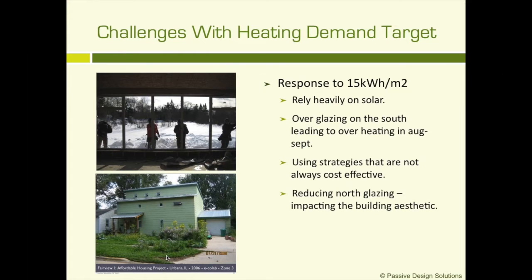And we are also finding we're having to use some strategies that were not always cost effective. For example, putting a preheat loop on an HRV for the cost of about $2,500 and having about a 65-year payback. The other design response was to reduce the north glazing, which has often impacted the building aesthetic, as you can sort of see in this affordable housing project in Urbana.